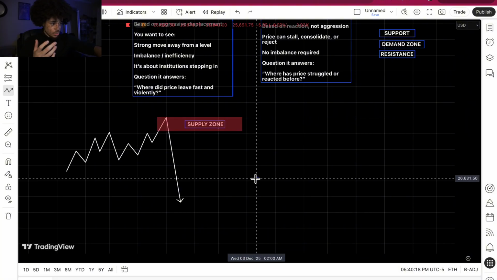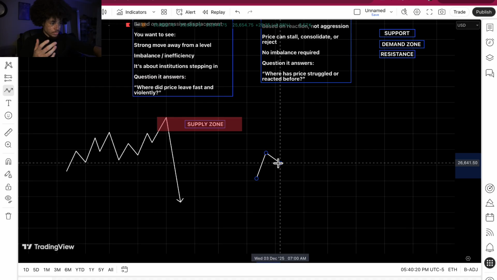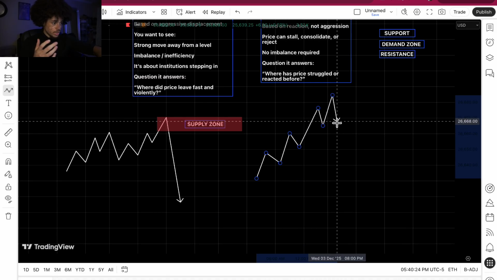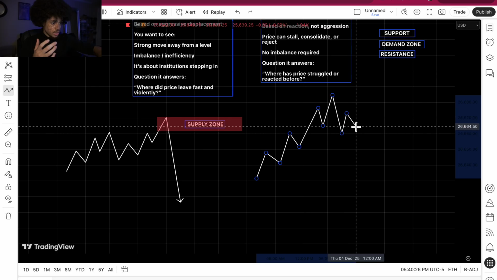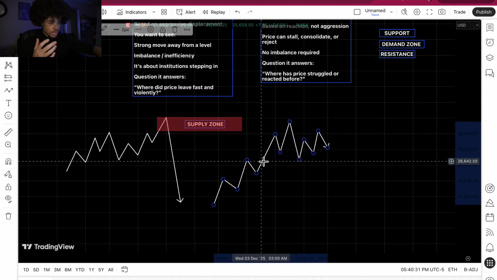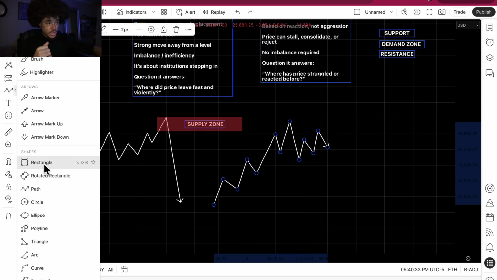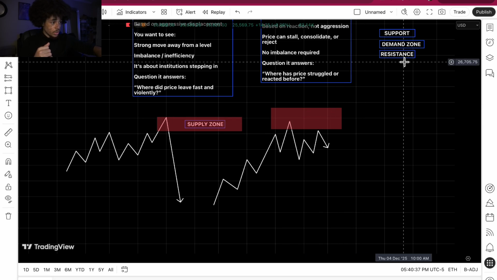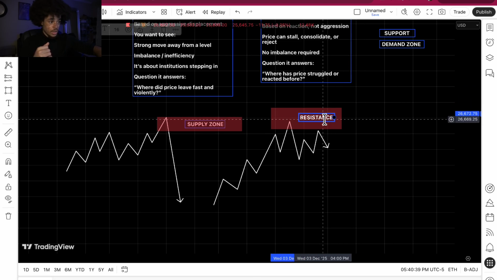Now, for resistance, we might do something like this. We'll come up, right? But then all of a sudden, we kind of just stop. The market is kind of stuck in this area. And if that's the case, I can note that as resistance. Just because this is an area of resistance doesn't mean the market won't aggressively move from it though.